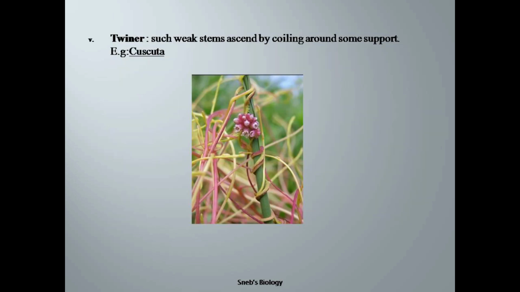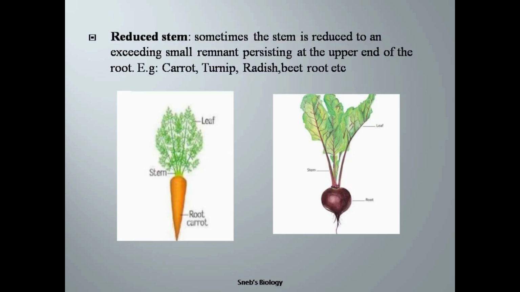Next is twiner. In the case of a twiner, the stem itself coils around the support. For example, Cuscuta. Sometimes the stem is reduced to an exceedingly small remnant present at the upper end of the roots. This is the reduced stem. It is found in carrot, turnip, radish and beetroot. So these are the different forms of the stem.